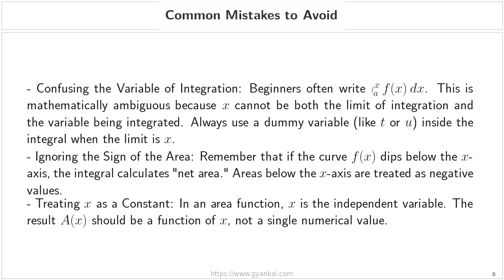Finally, the slide warns against treating x as a constant. This is a subtle but important point. In the area function, A(x), x is the independent variable. This means x can change, and as x changes, the area under the curve changes. Therefore, A(x) must be a function of x, meaning it outputs a different value for every input x. It's not a single number, it's a rule that tells you the area for any given value of x. Don't fall into the trap of thinking x is a fixed value. It's what drives the change in the area.